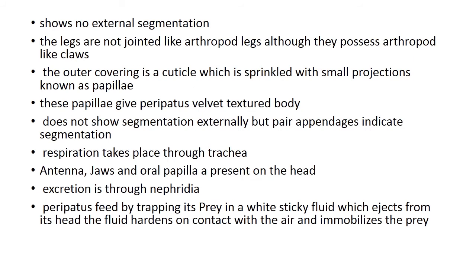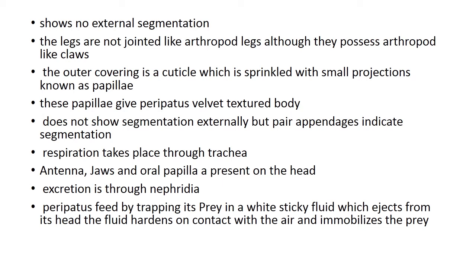Shows no external segmentation. The legs are not jointed like arthropod legs, although they possess arthropod-like claws. Claws are present at the tip of each paired appendage. The outer covering is a cuticle, which is sprinkled with small projections known as papillae. This cuticle is actually a characteristic feature of Arthropoda, and the papillae give Peripatus the velvet-textured body.